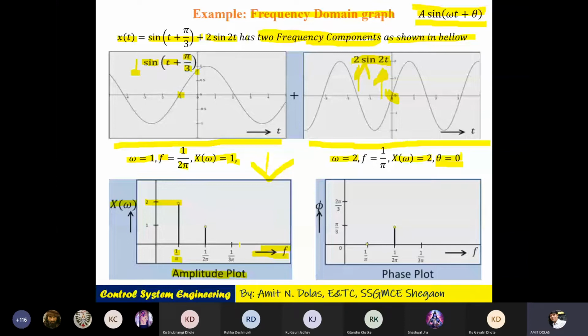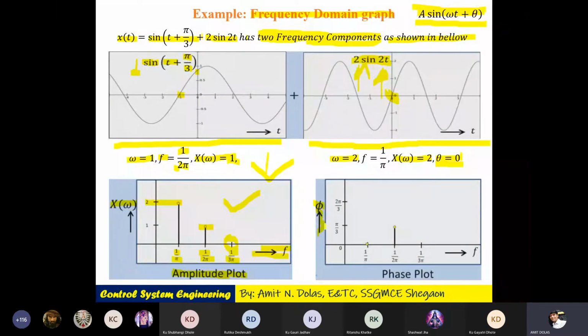Then here at 1 by pi, there will be two components present. Then at 1 by 2 pi, you have only one component present. And at 1 by 3 pi, there are 0 components present. So this is the frequency domain graph, and this is the phase. The second one is the phase.